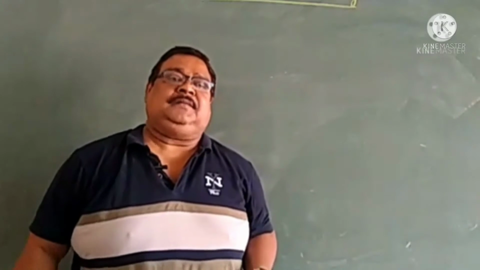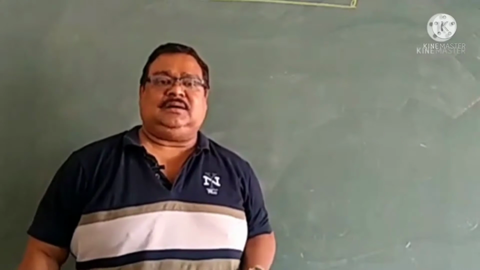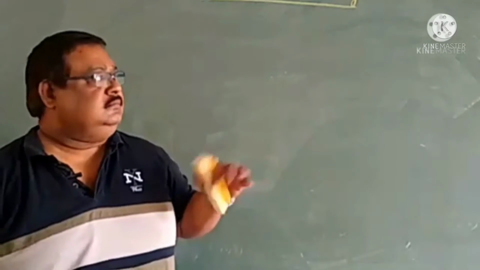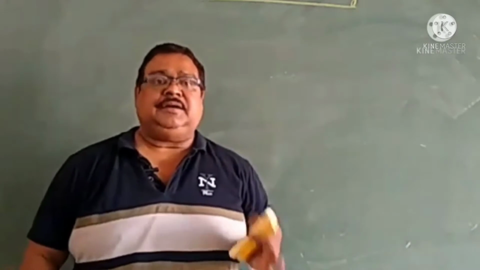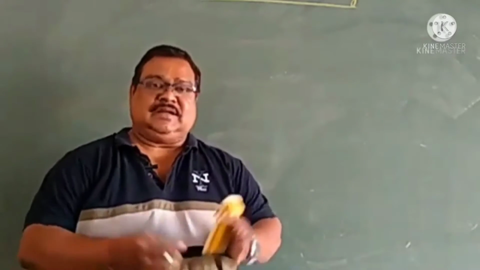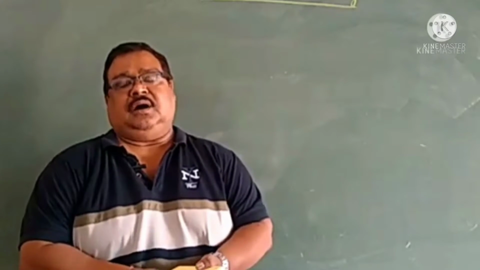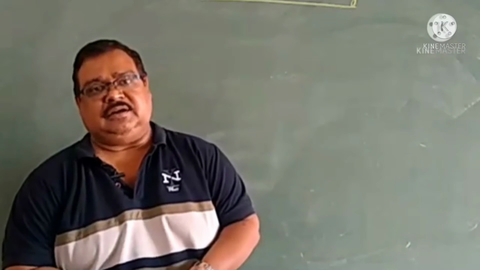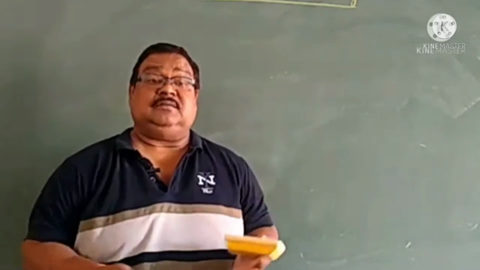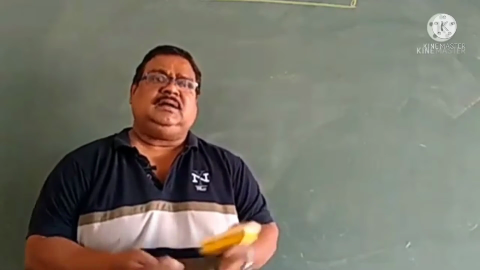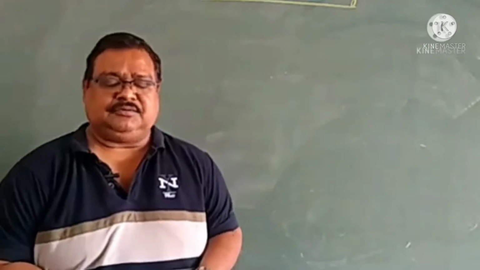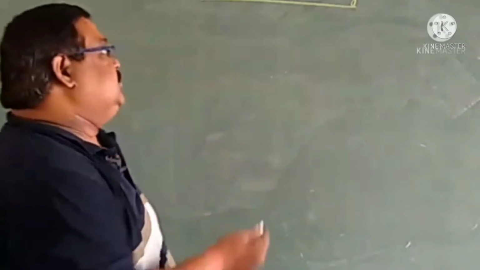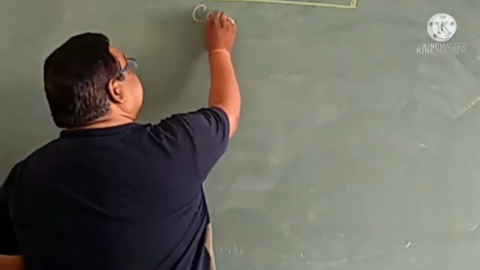Hello students, in the last video lecture we discussed electrovalent or ionic bonding. So what is ionic bonding, how is ionic bonding formed, what are the conditions of formation of ionic bonding, what are the properties of ionic compounds, and different examples of ionic compounds. So today we are going to discuss the second part, that is covalent bonding.